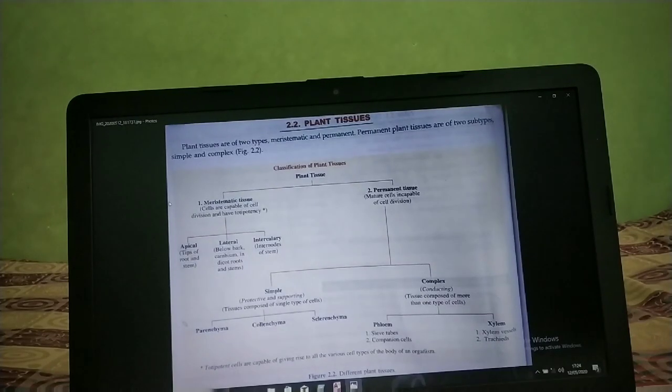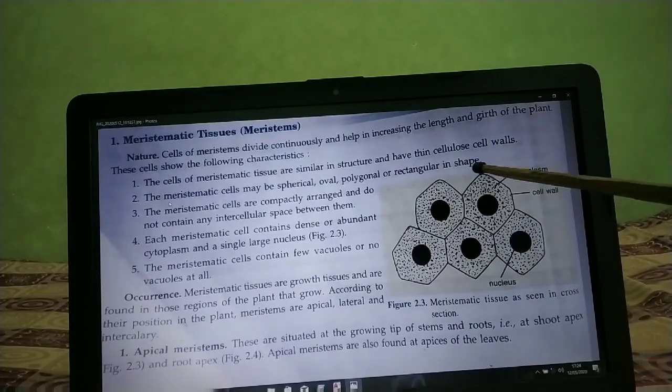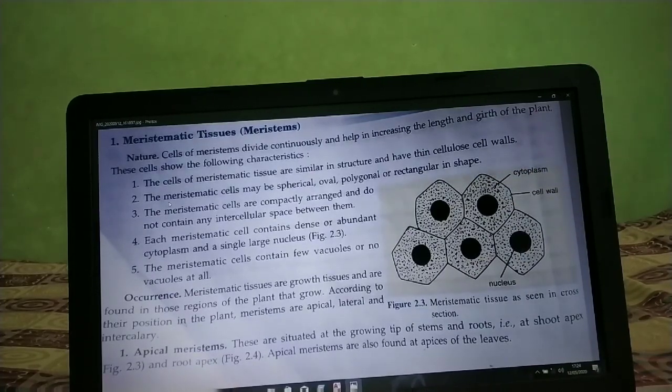So children, you have to study about the meristematic tissue first. Cells of meristems divide continuously and help in increasing the length and girth of the plant. So these cells show these characters. This meristematic tissue shows these characters.